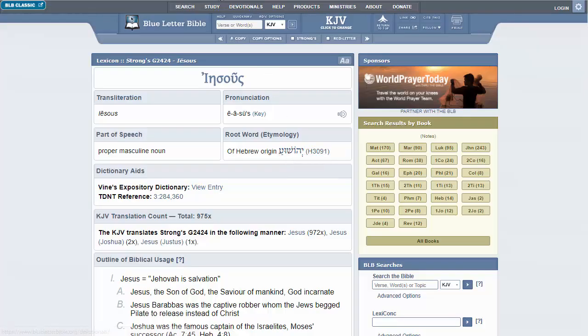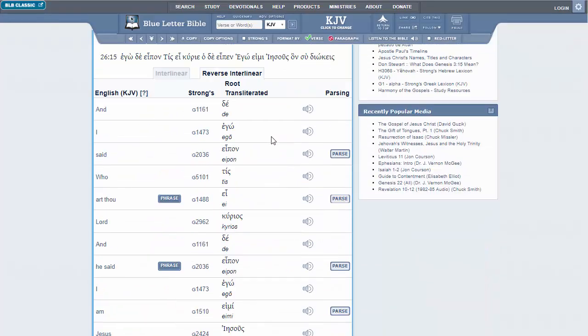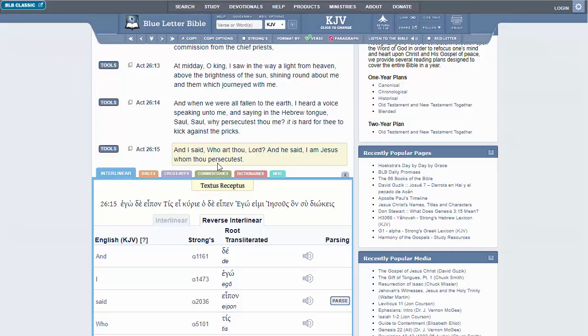Okay, so that's who came to the Apostle Paul. His name was Yahushai. He said, I am Yahushai whom thou persecutest. And when Yahushai came to him, he was already resurrected up into the heavens, and he spoke to the Apostle Paul in the Hebrew tongue. Okay? So that's letting you know that the language of the heavens is the Hebrew tongue, the Hebrew language.